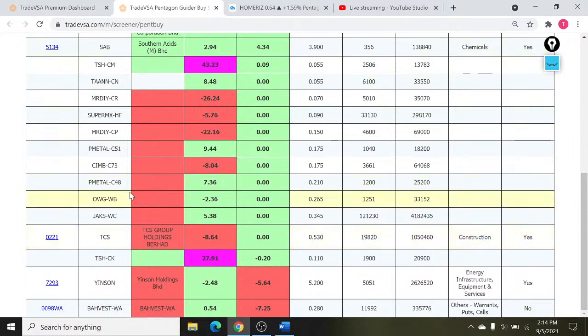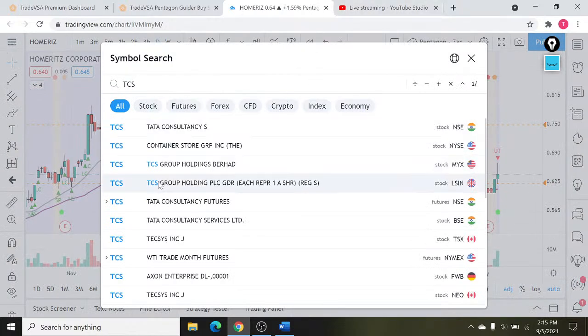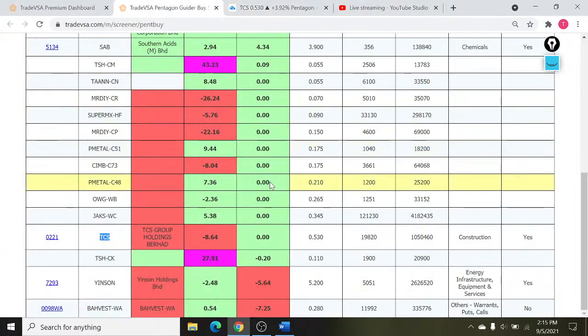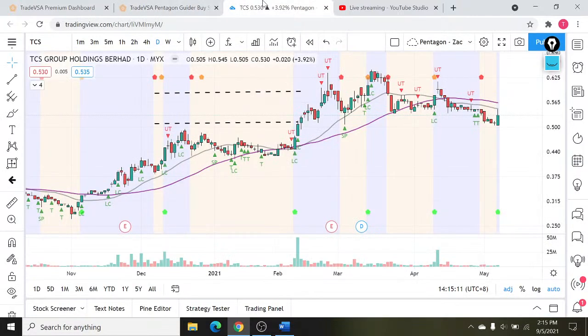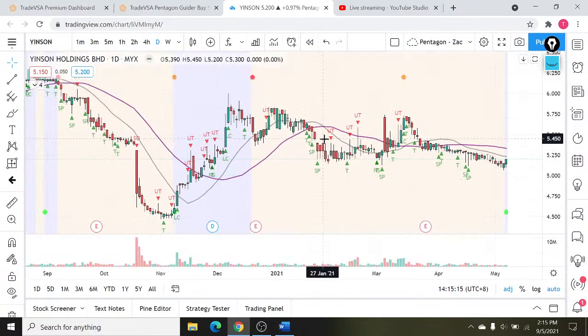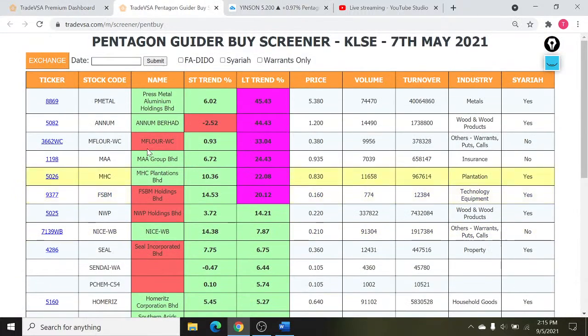All this borrow I'm just going to skip, because the mother share borrow is usually for the mother share. TCS, but this is in construction. No harm, we just take a look at that too. TCS, no volume yet, so better not. Ying Sun is from energy. No volume yet, so never mind. I prefer things with volume.